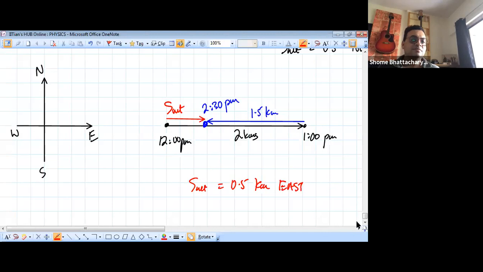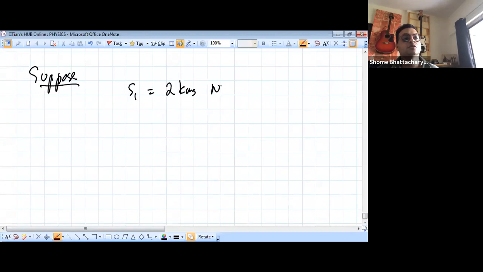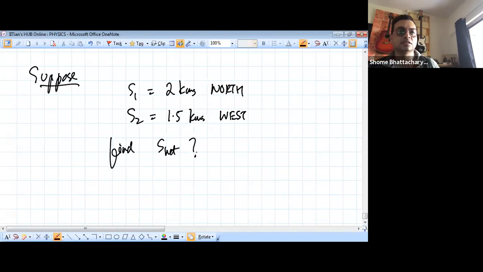Okay. Same way, suppose in this example, instead of this, I had taken S1 as 2 kilometers north, okay, and S2 as 1.5 kilometers west. Okay. So find the net displacement. Tell me how much you would get in this case.